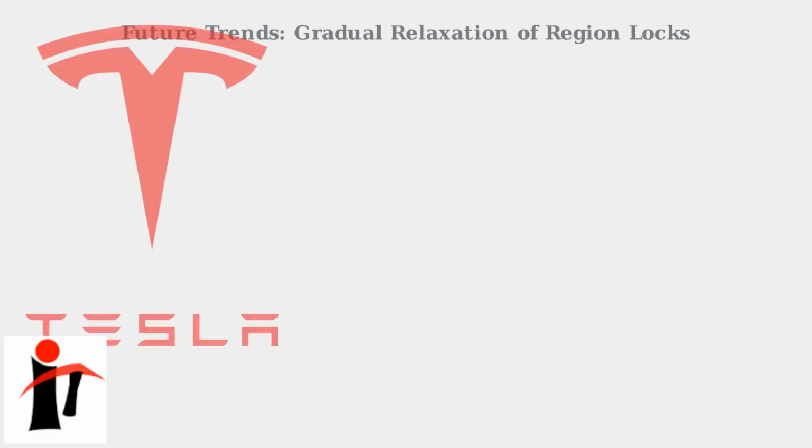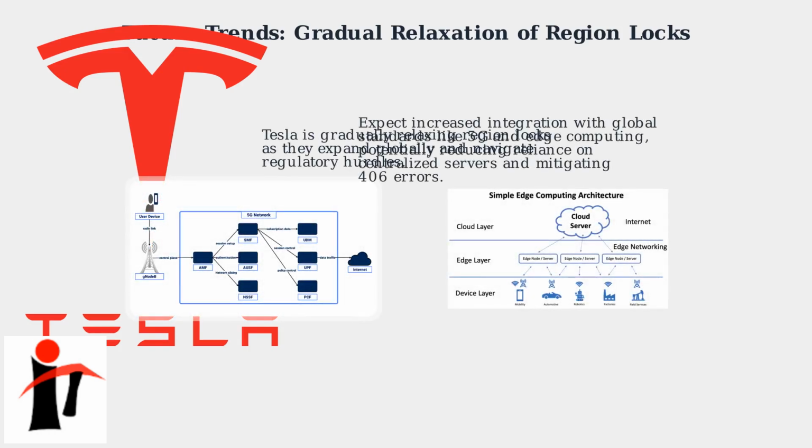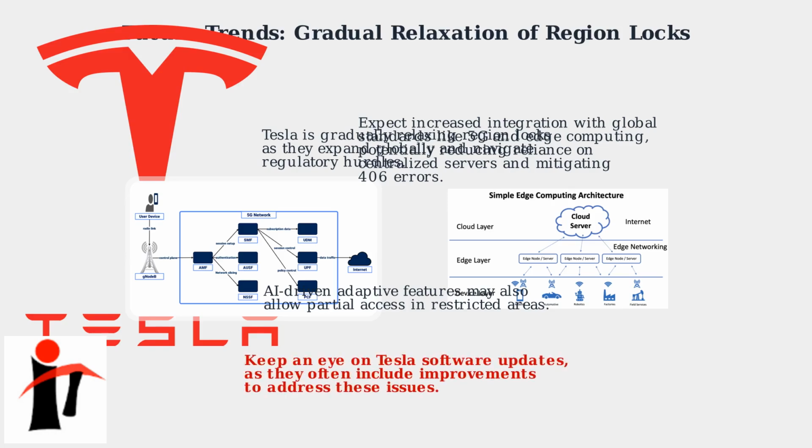Be sure to provide all relevant details about your location, app version, and the error message you are receiving. Tesla is gradually relaxing region locks as they expand globally and navigate regulatory hurdles. Expect increased integration with global standards like 5G and edge computing, potentially reducing reliance on centralized servers and mitigating 406 errors. AI-driven adaptive features may also allow partial access in restricted areas. Keep an eye on Tesla's software updates, as they often include improvements to address these issues.